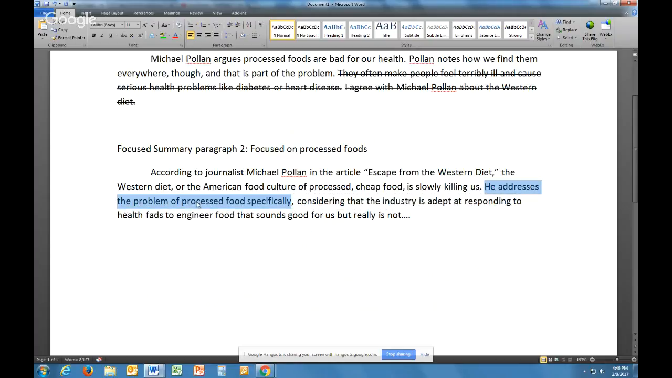He addresses the problem of processed food specifically, because that's what I'm summarizing, his ideas about processed food, considering that the industry is adept at responding to health fads to engineer food that sounds good for us, but really is not. And again, I'd probably add four more sentences to this. But if you notice in the second sentence, we have "he," or we could have "Pollan." Instead of just "says," we have "addresses." And then this is specific. This is not just my own idea about processed food. This is what Michael Pollan says in my own words on page 422.